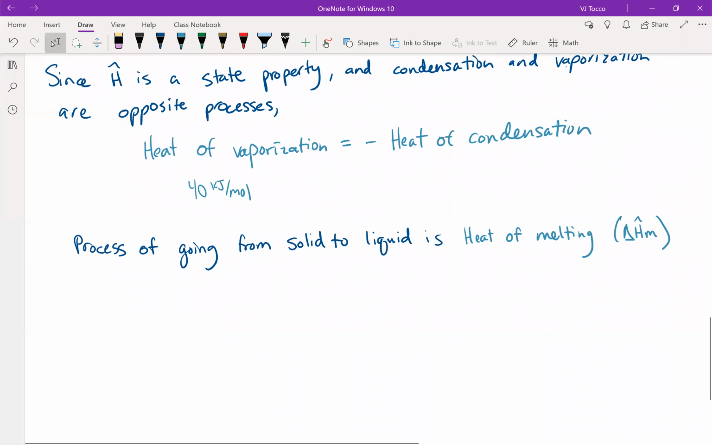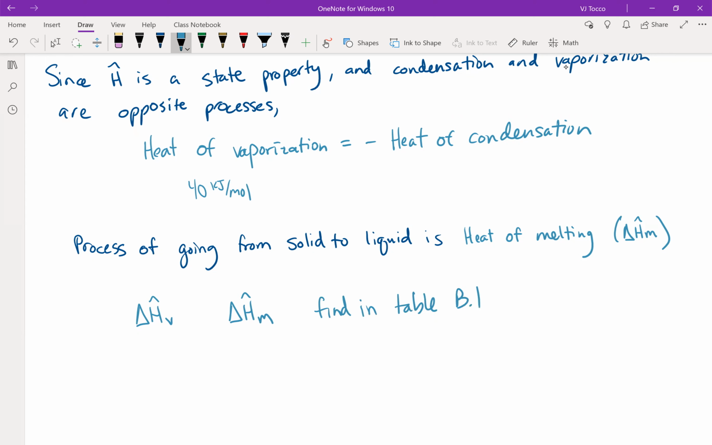The two main terms that you'll have to use and look up in the case of phase change operations are going to be delta H hat V and delta H hat M. I've just described in which processes you would use those for. And for the opposite process, you would just use the negative of that value. These can both be found in table B.1. The only thing to be aware of is that these enthalpies of vaporization and enthalpies of melting that are tabulated are for the normal boiling and melting points.